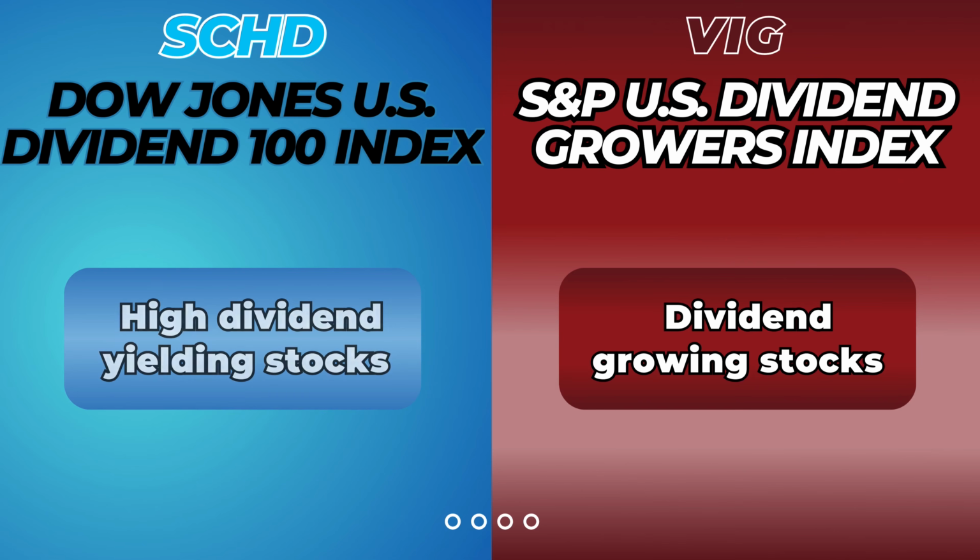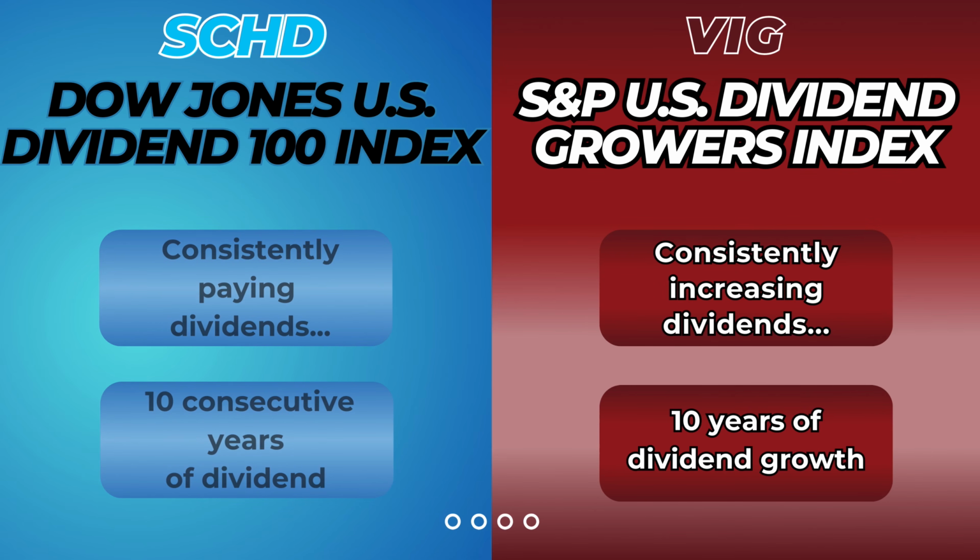SCHD tracks the Dow Jones U.S. Dividend 100 Index, which focuses on high dividend yielding stocks, perfect for those seeking a steady income stream, while VIG follows the S&P U.S. Dividend Growers Index, which targets companies that grow their dividends over time, making it ideal for long-term income growth. Both indexes boast impressive records.